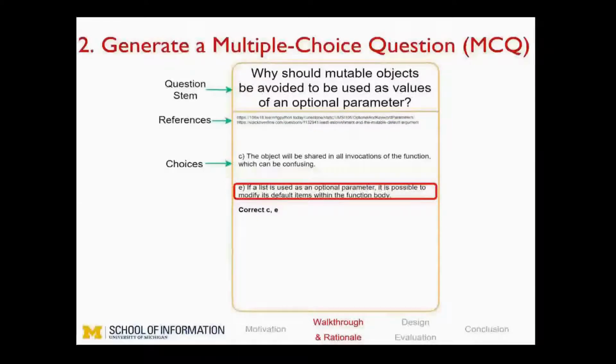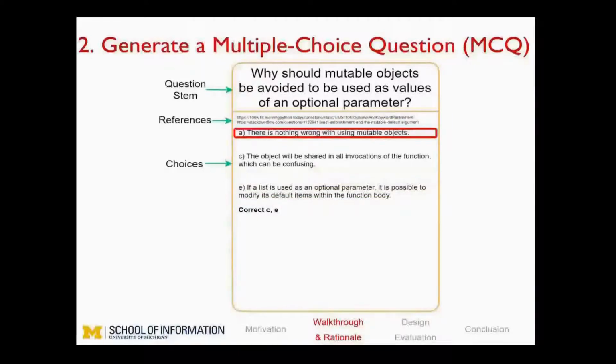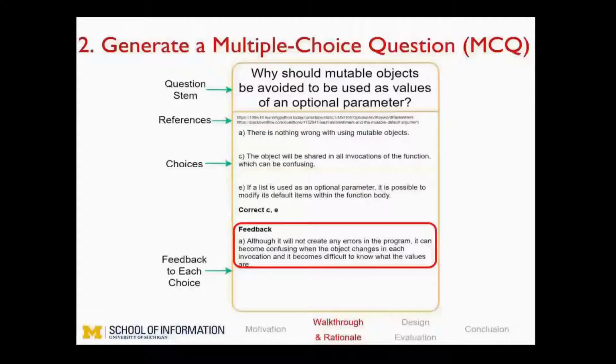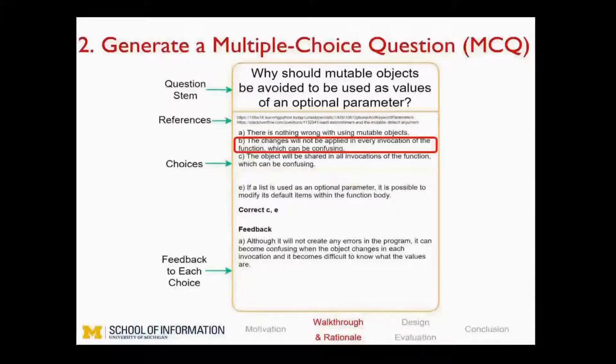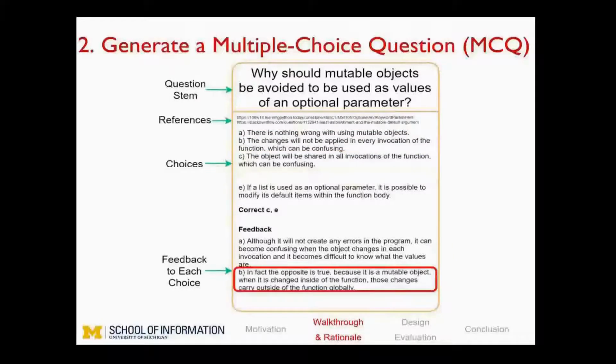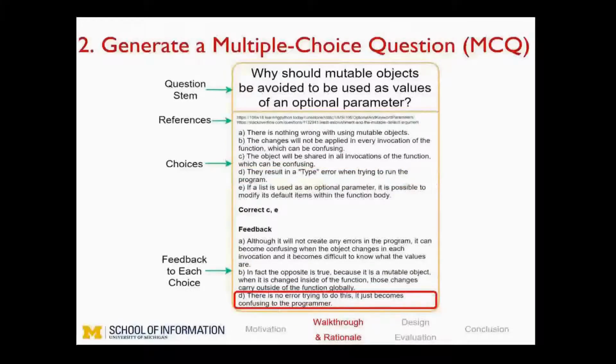Next, the student started thinking about misunderstandings and confusions and added wrong choices. For each wrong choice, they added choice-specific feedback to inform others about their misconceptions and how to solve them.